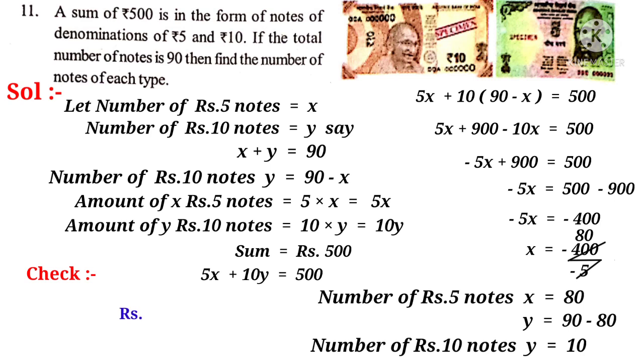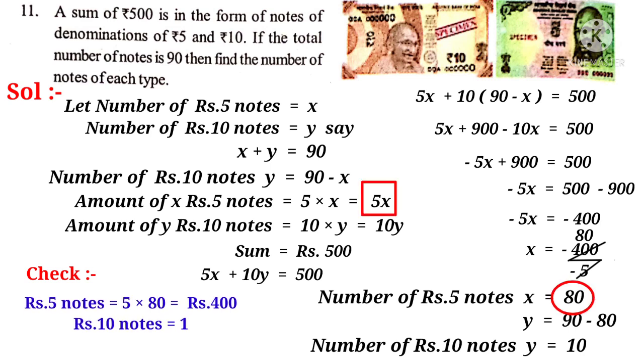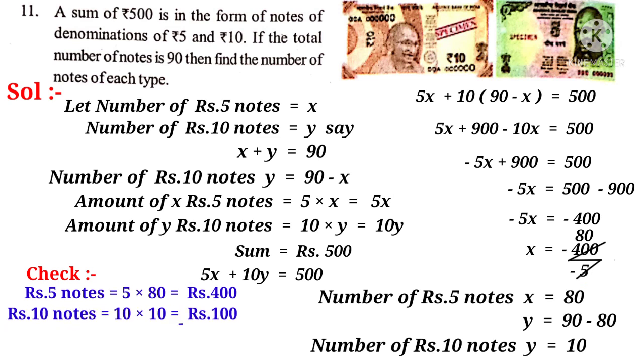For this, find the amount of 5 rupees notes: 5 into 80 is equal to 400, and the amount of 10 rupees notes: 10 into 10 is equal to 100. Total sum is 500, which is also given in the problem. So our answer is correct.